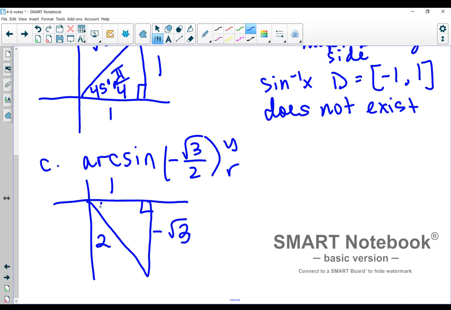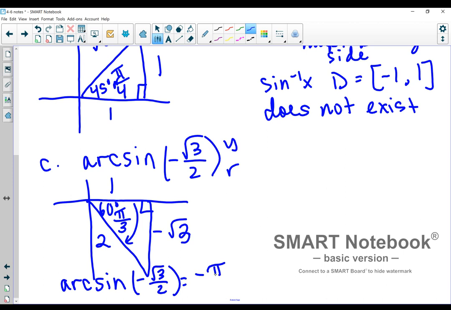That means the 60 is across from the square root of 3, which is the same thing as pi over 3. But remember, because we don't list this as the angle that's going all the way around and stopping there, we just use these as negative angles. So this is going to be equal to negative pi over 3. So arc sine of negative square root of 3 over 2 equals negative pi over 3.